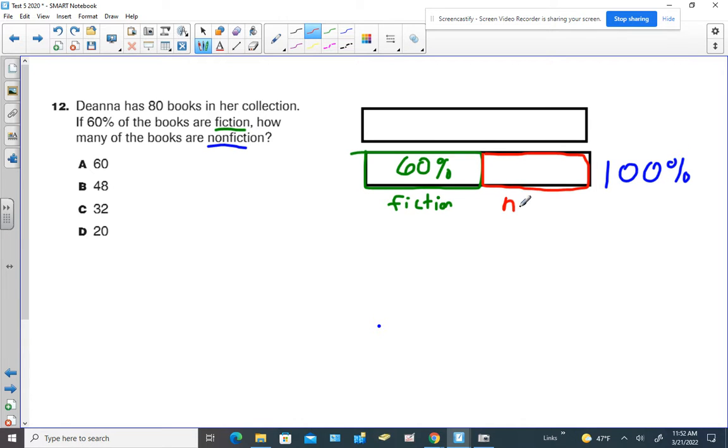Well, shouldn't this be the nonfiction? And wouldn't that be 40%? Where do we get the 40%? We subtract these two numbers to get this. Now you have to ask yourself, what do they want? Do they want the number of fiction books? Do they want the number of nonfiction books? Or do they want the entire collection of books?